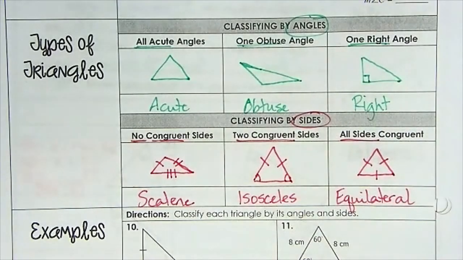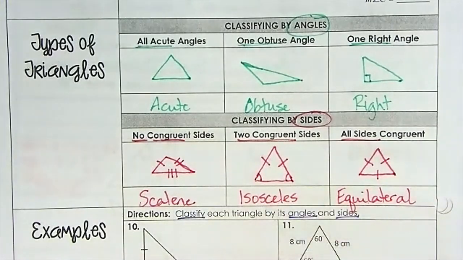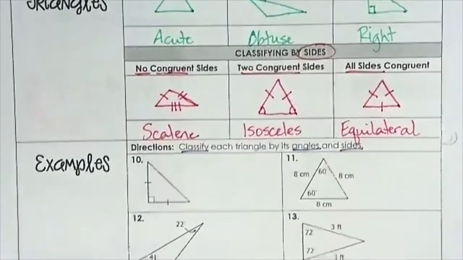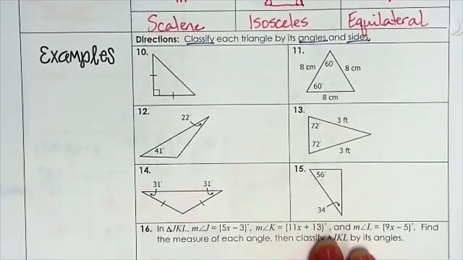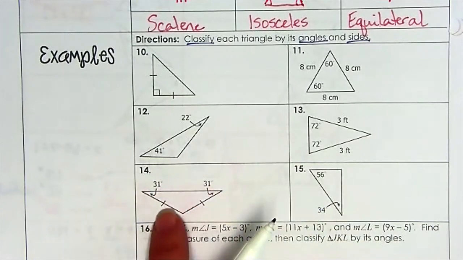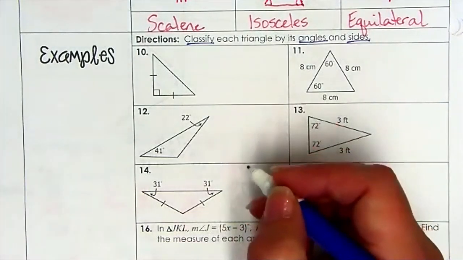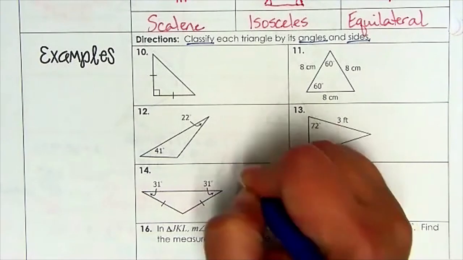Okay, so now we're going to practice classifying for a minute. When you classify, you have to classify by the angles and the sides. So we're going to jump down to number 14. I'm going to look at this and notice these two angles are the same. These two sides are the same. So therefore, I know right away that this is going to be isosceles.